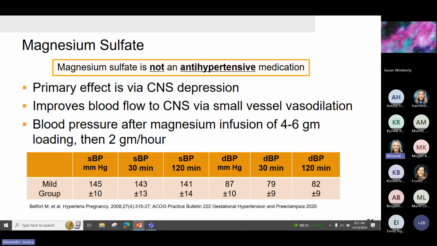Now, magnesium is not an antihypertensive medication. Yes, it may cause some vessel dilation within the CNS, which can be a benefit regarding less risk of stroke, but again, it is not antihypertensive. What this is demonstrating is that over time of the magnesium, you really didn't see a change in the systolic blood pressures nor the diastolic with infusion of magnesium.